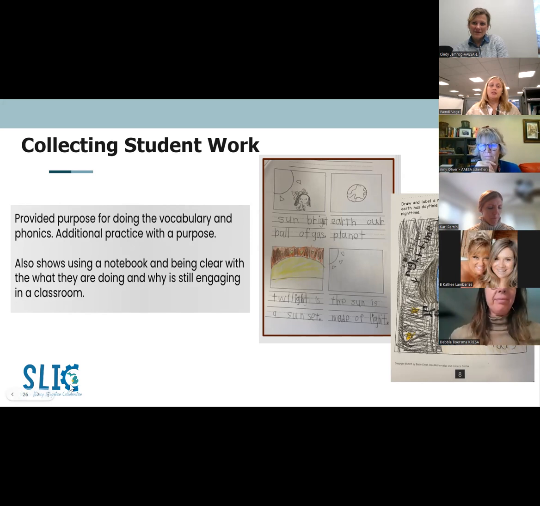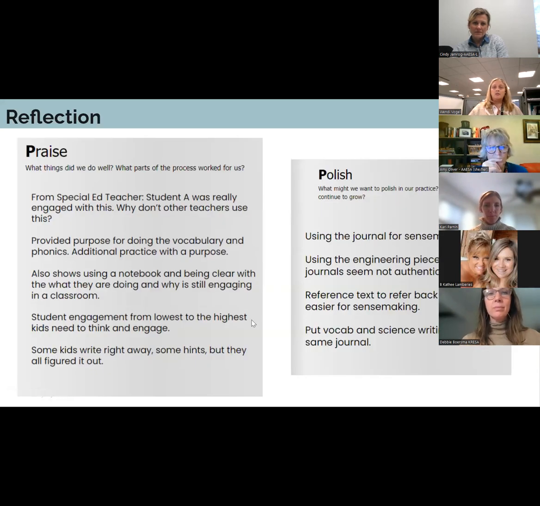So this was a little bit of a different twist that I would never have thought of, but we leaned into the expertise of Kendra and the willingness of Angie to try it. So it was really fantastic. And this is some of the reflection pieces on there. The one I will just mention is the special ed teacher saying that the kids are really engaged. Why don't all teachers do something like this?